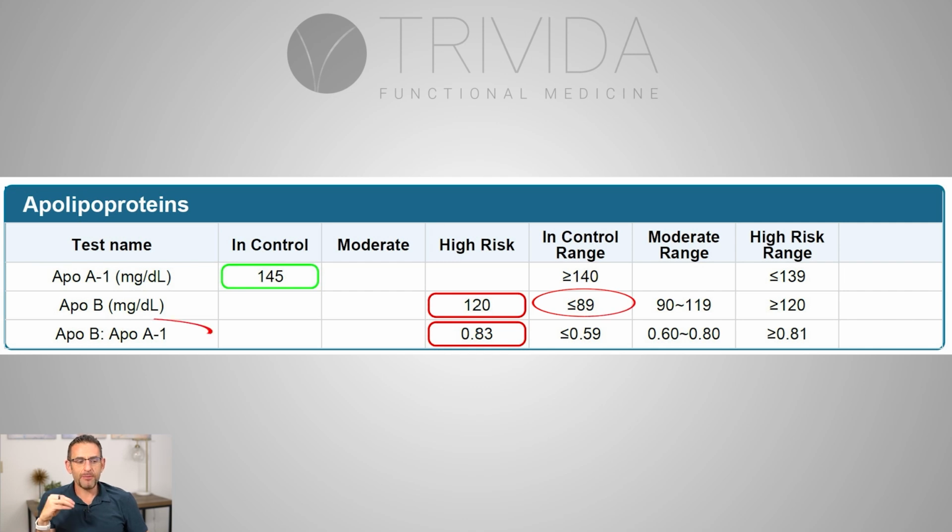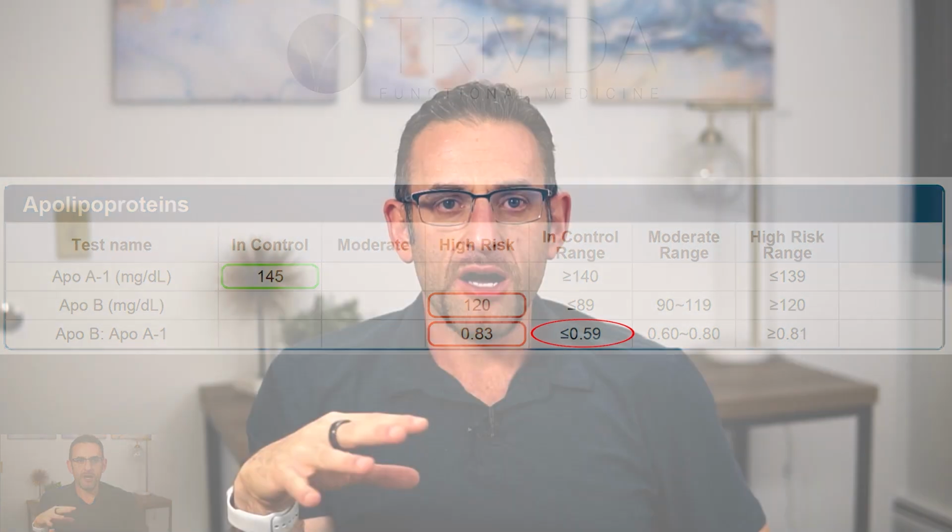And then you have the ApoB to ApoA1 ratio, which is the bad cholesterol to good cholesterol ratio. And again, we want to see a higher good cholesterol, a lower bad cholesterol. So we want to have a ratio below 0.5. So we're going to base all this off of all your history and off imaging studies as well.